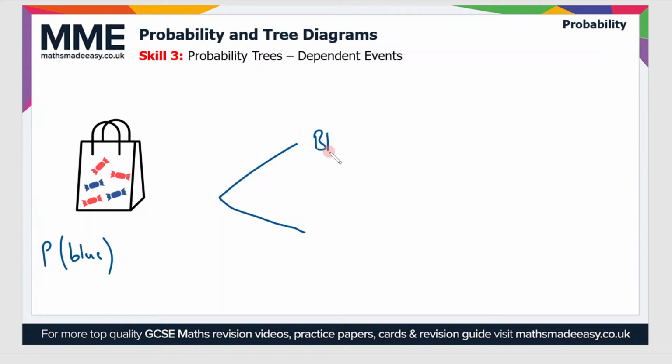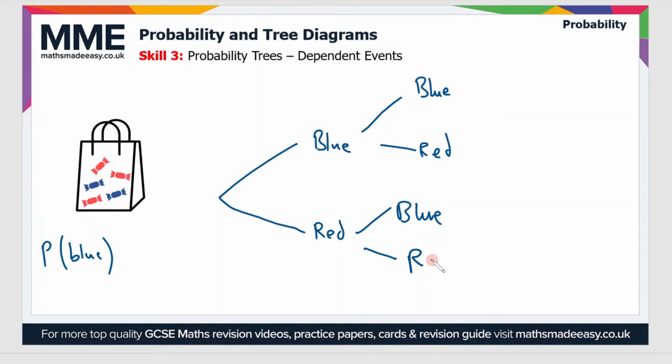So it can either be blue on the first take, or it can be not blue, so that would be red. And then on the second sweet, it will either be blue again, or it will be red. And that's the same for both instances, regardless of the outcome of the first event. So let's add some labels. So that's sweet number 1, the first event, and then the second event is sweet number 2. Now all we have to do is add the probabilities.